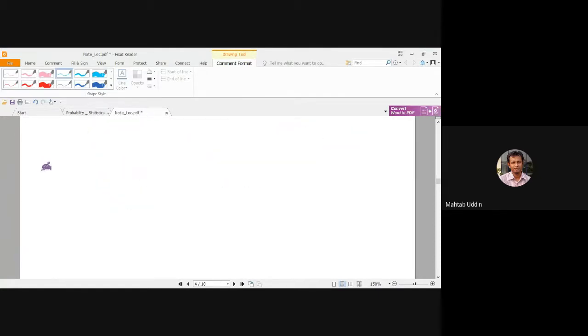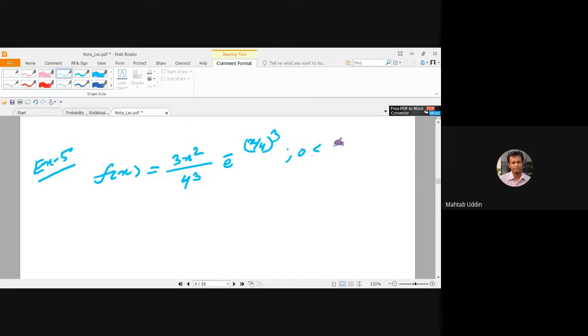Example 5. PDF is given, f(x) is 3x square by 4 cube, e to the minus (x by 4) whole cube, for 0 less than x less than infinity. Then what is the CDF? I think you know the CDF has lower limit 0 to x.